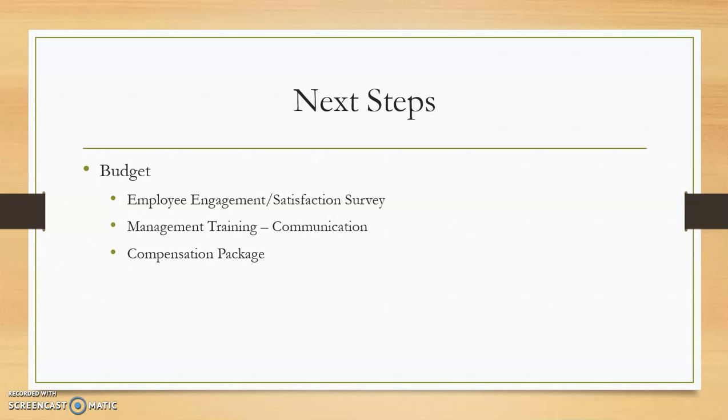So our next steps, my recommendation, is that we budget for Q1 enough monies to implement an employee engagement satisfaction survey, a training program, not just for our first level of employees, but also for management, and that we review the compensation package. The employee engagement satisfaction survey can be conducted by an external vendor, or we could do a Survey Monkey. It's going to cost money, but it's money well spent.